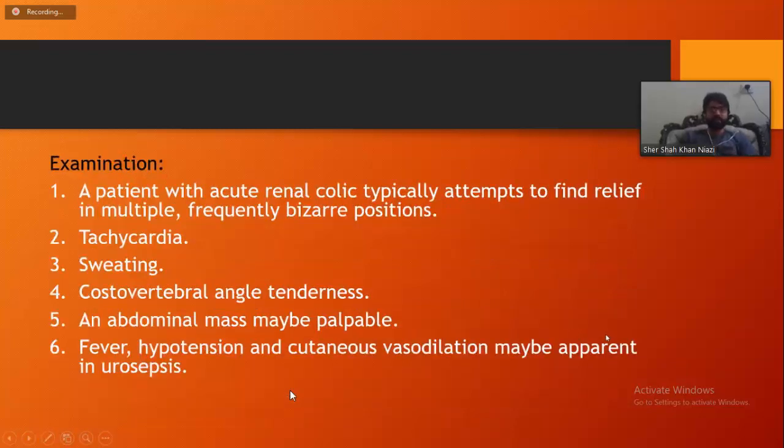While examining a patient with acute urolithiasis, you have to see the patient's position, because the patient with renal colic will tend to move around in multiple bizarre positions, as compared to the patient with peritonitis, who will stay still, while the patient with renal colic will toss about in the bed. You'll have tachycardia, sweating, costovertebral angle tenderness can be present, and an abdominal palpable mass can be present because a long-standing obstructed kidney can be hypertrophic and increased in size. If you see fever, hypotension, cutaneous vasodilation, they are all signs of urosepsis, which requires intervention in the form of heavy antibiotics.